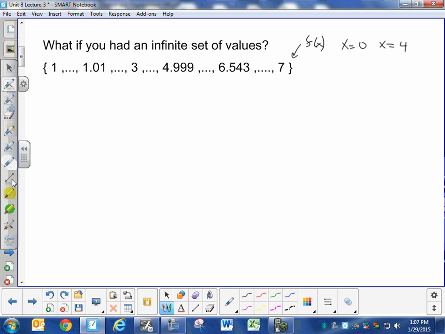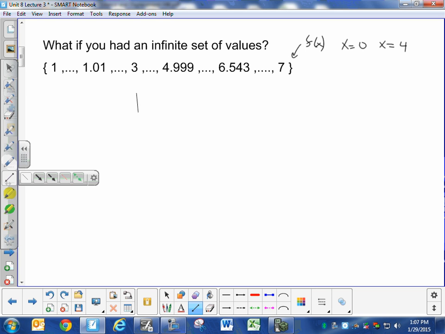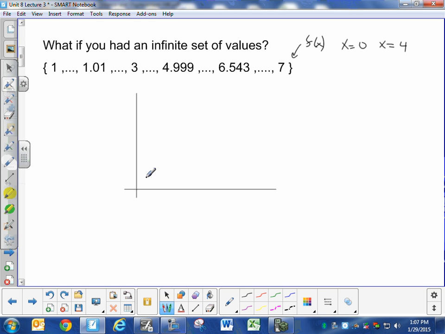So I could graph this set of values. It's an infinite set of values. We have an infinite amount between these two, infinite. So it covers all the decimals and all the decimals between the decimals. And in between even 2 decimals really close together, there's still an infinite amount of values.